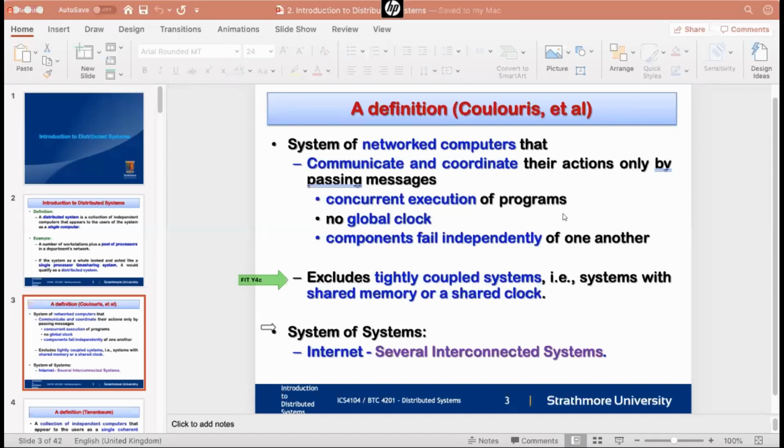Of course, that definition leads us to the definition of a system of systems: the internet. The internet is a good example of a distributed system. They are interconnected systems. We are able to access information from one end to another, and they are connected. So the internet is a simple example of a distributed system.